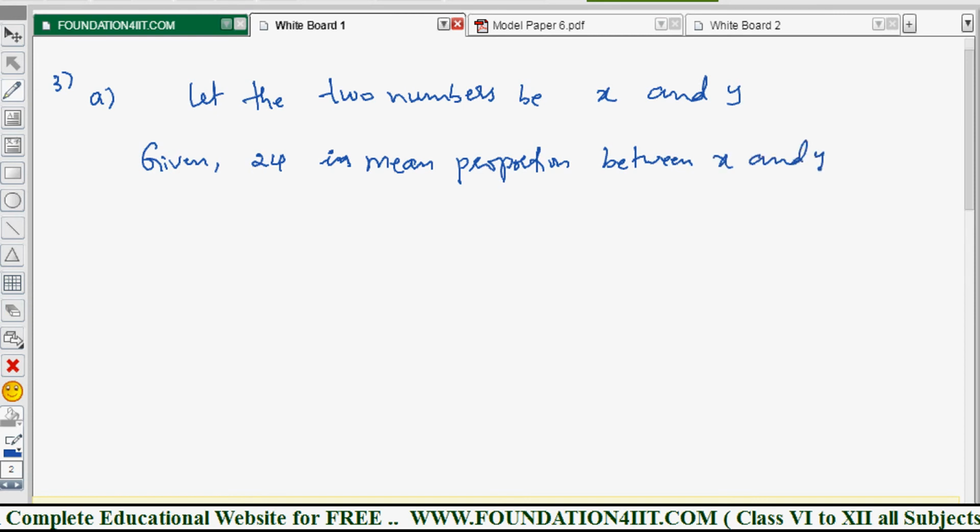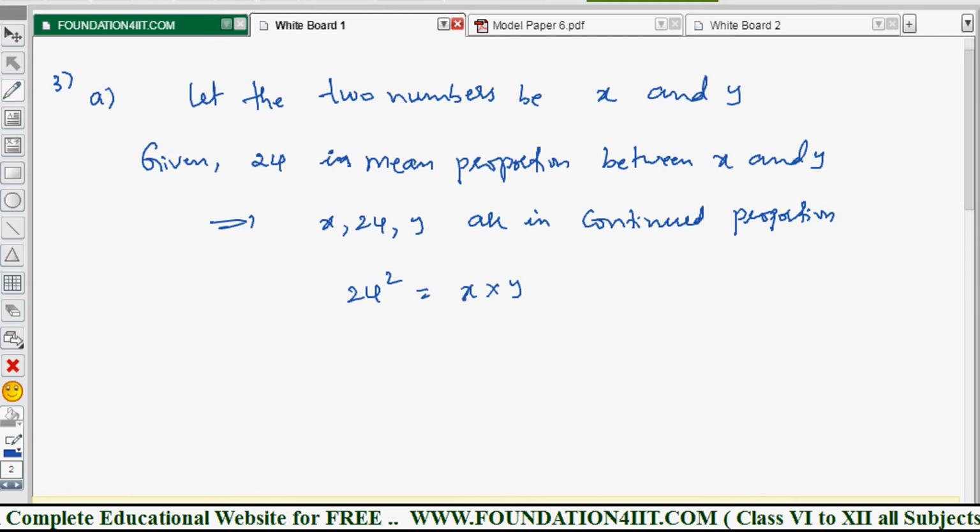Then using x, 24, y, because 24 is a mean proportion, x, 24 and y are in continual proportion. Then we can use the continual proportion formula, that is middle one, 24 square is equals to x into y. Let this be one statement. So from this x is equals to 24 square by y.